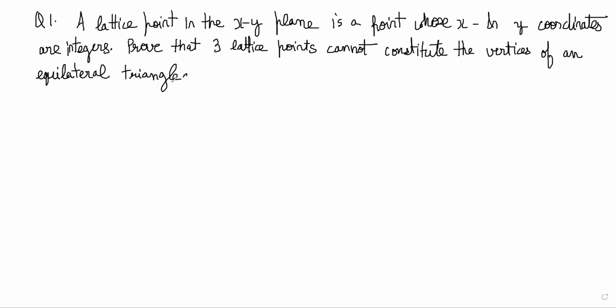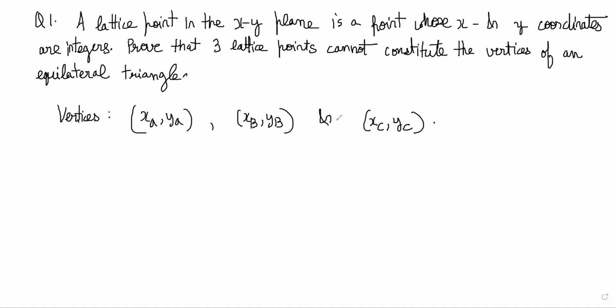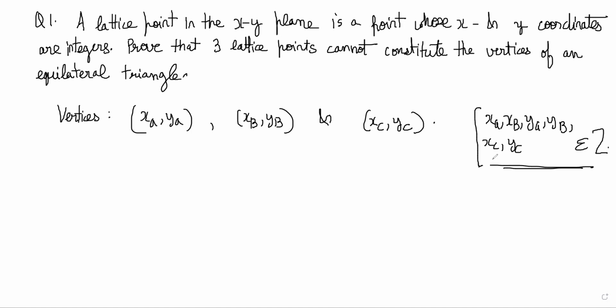So let's think of the area. Let's say the vertices of the equilateral triangle are given by these coordinates: (xa, ya), (xb, yb), and (xc, yc). Let's say these are the three vertices. Obviously, xa, xb, xc, ya, yb, and yc all are integers, right? That is why these are lattice points. Lattice points are points where both the coordinates are integers, right?